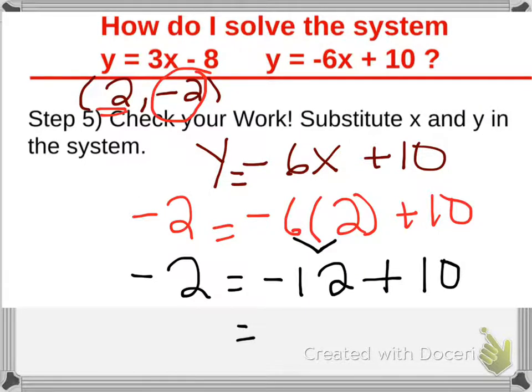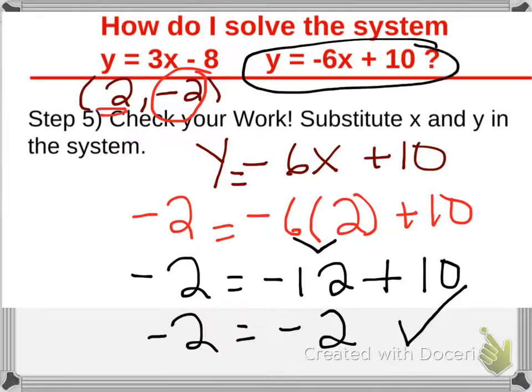And again, remember, they're different signs. You have to do what? Exactly, subtract. And you take the sign of the higher number. And if you need a number line, please go back to the number line in the classroom to use it. This is negative 2 equals negative 2. So we know our solution is correct. I would like for you to check the second one to verify that the other one is correct. Because remember, both of them need to be yes in order for it to be a solution.